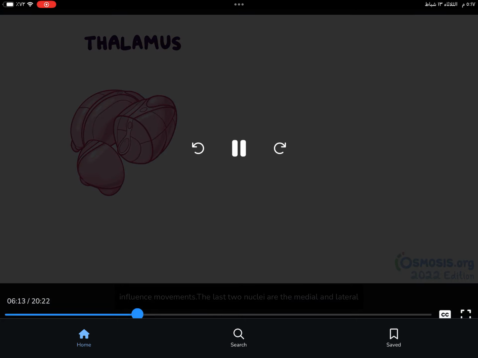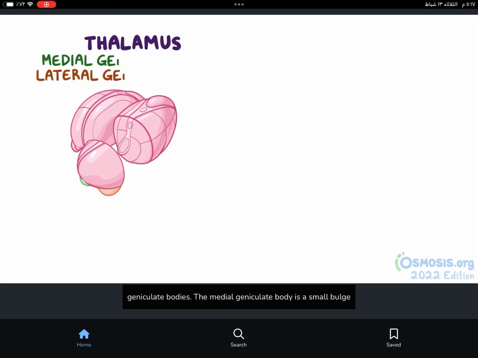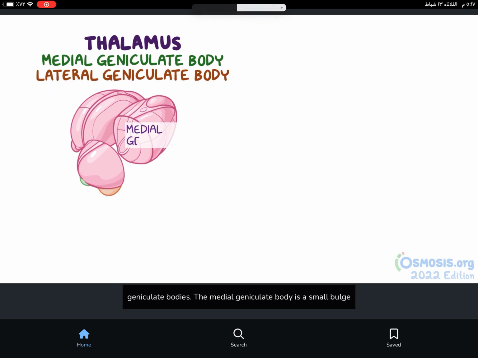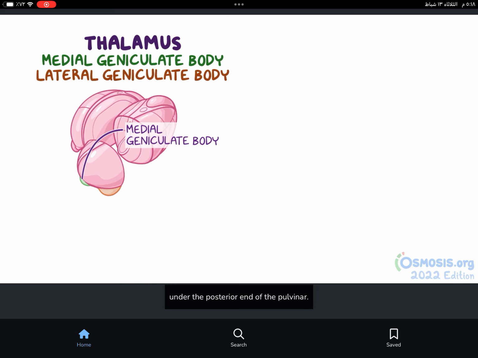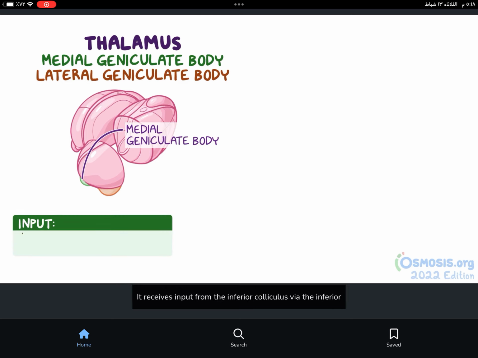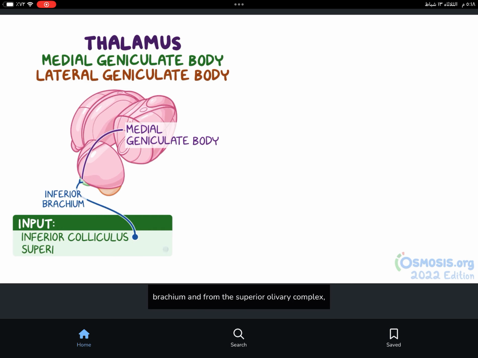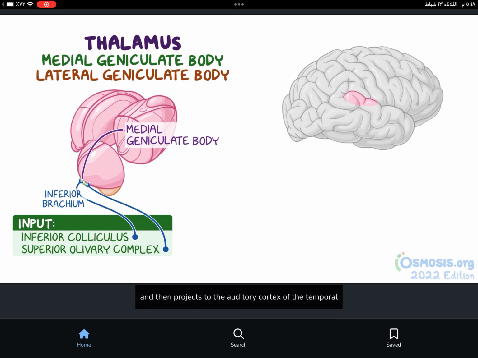The last two nuclei are the medial and lateral geniculate bodies. The medial geniculate body is a small bulge under the posterior end of the pulvinar. It receives input from the inferior colliculus via the inferior brachium and from the superior olivary complex, and then projects to the auditory cortex of the temporal lobe. To remember that it is involved in hearing, you can say the M in medial stands for music.